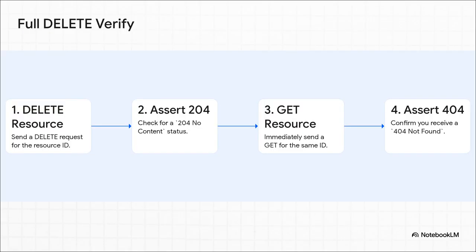Now here is a tip straight from the top 1% of QA engineers. Never, ever just send a delete request and assume it worked. The professional way to verify this is a two-step combo. First, send the delete and check for that 204 no content status. But you're not done. Immediately after, you have to send a GET request for that same exact ID. The test only truly passes when you get a 404 not found error. That's your absolute proof that it's really gone.